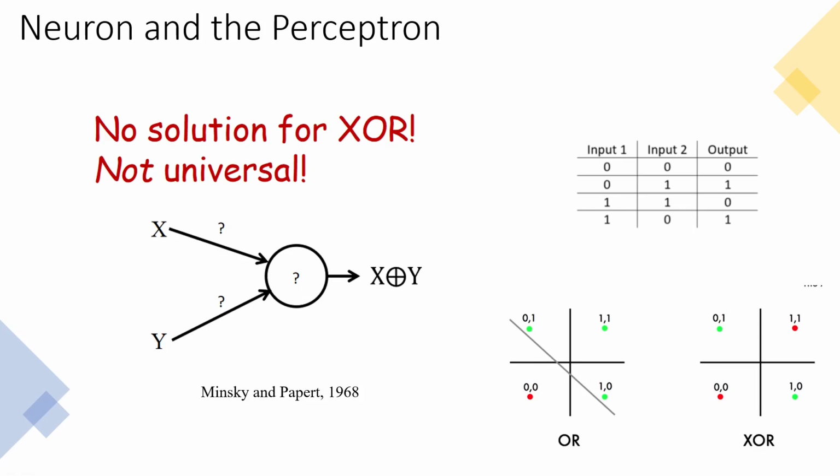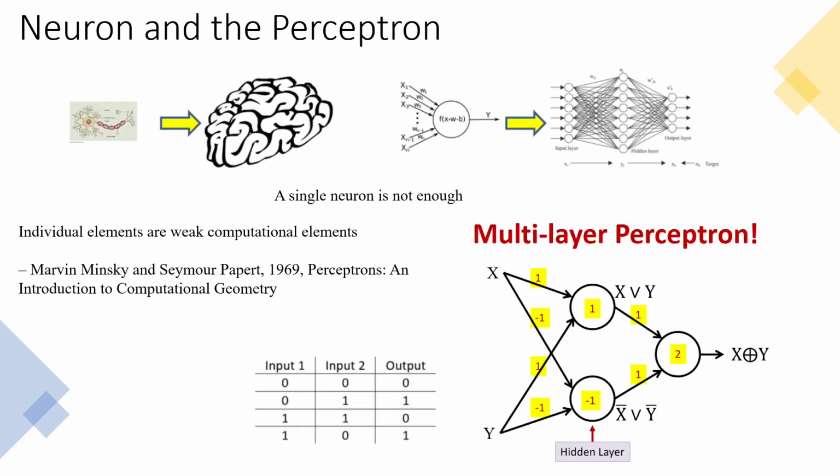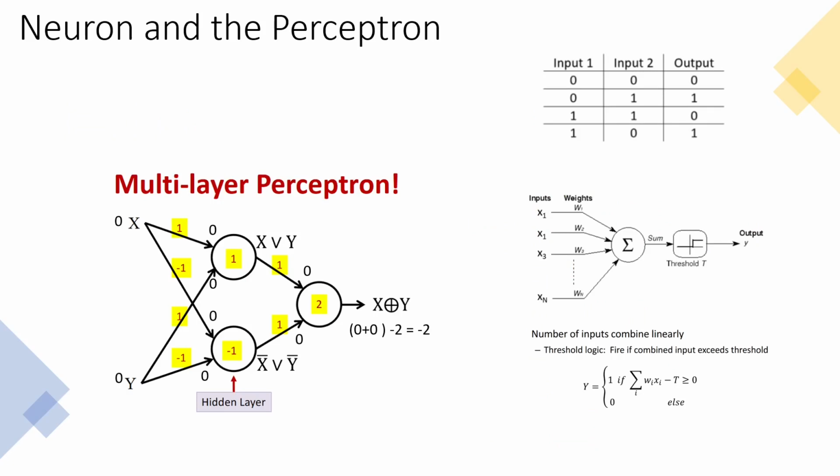Once people realized this, they said, okay, this thing is not gonna work, basically. Then they realized they can stack these neurons together, okay? And they realized a single neuron is not enough to solve complex problems. But then they came up with something called multi-layer perceptron. It's not a neuron, but it's called a perceptron, multi-layer perceptron. And they realized they can basically solve the XOR problem, actually. And let's see how we can solve that problem.